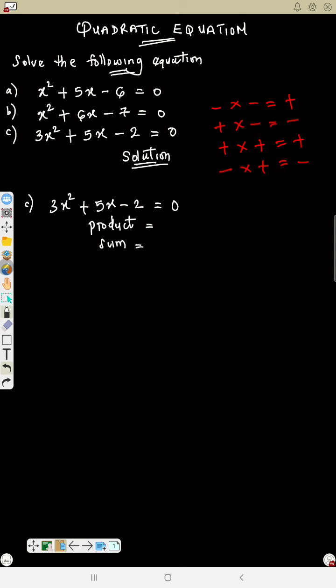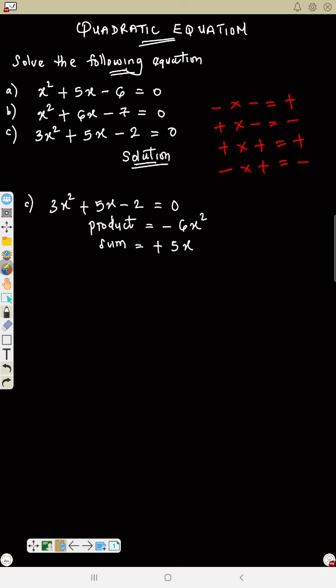Now what's the product here? Product is multiply the first by the last. That will be 3s squared times minus 2. Take note of the sign. 3s squared times minus 2, that is minus 6s squared. Now the middle one is the sum, that is plus 5s. Now what two numbers can we multiply to give us minus 6, and if you add, you get plus 5?